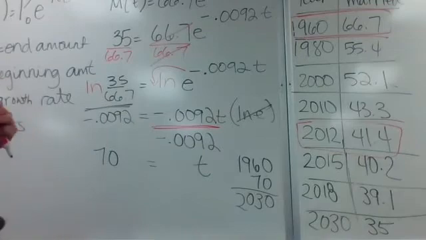Number 5. How do you use 7 years? I was getting tripped up on the ln issue. ln 35 divided by 66.7. Now close. Yeah. Now divide that by negative 0.0. Oh, okay, negative.